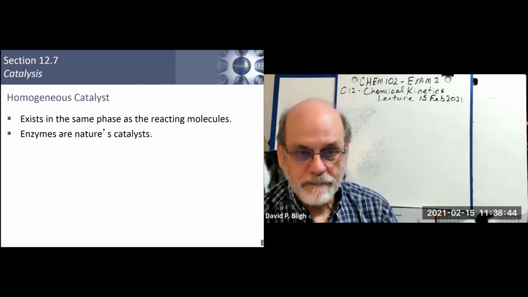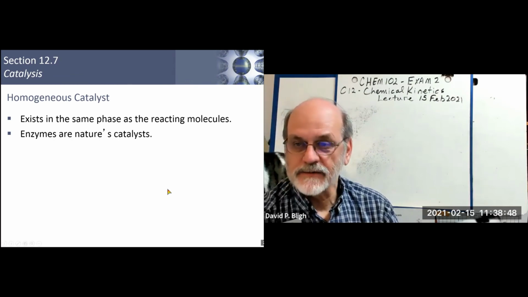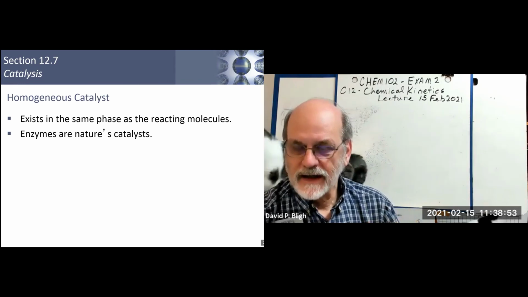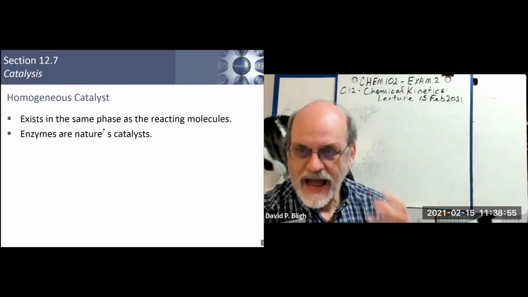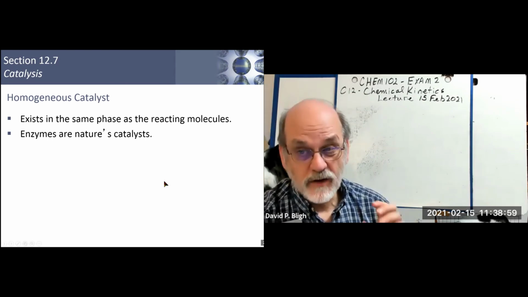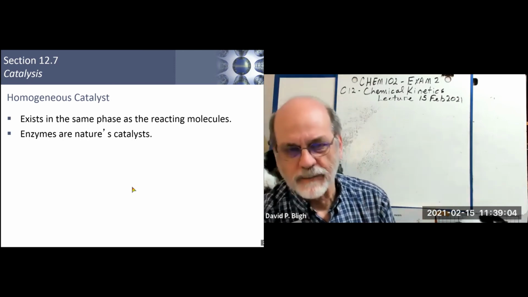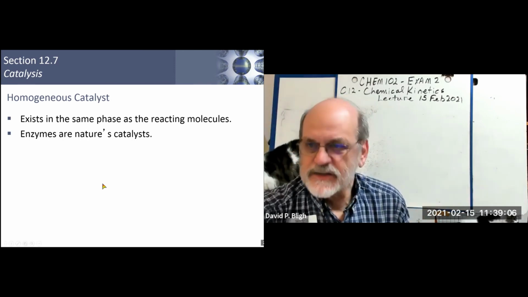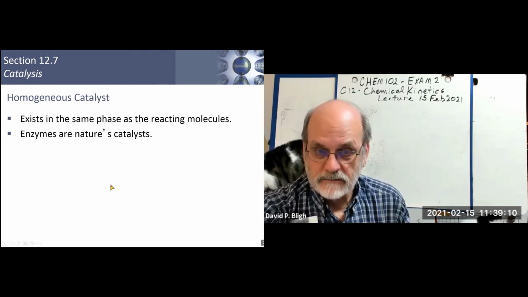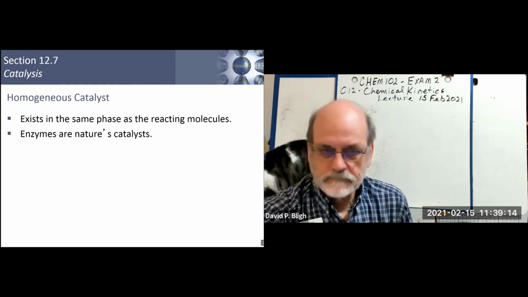Okay. Enzymes, for instance. Enzymes are a type of catalyst that allow reactions to occur in your cells. And actually, they're more than just catalysts. They're control mechanisms, but that's another topic. But in some respects, they behave as catalysts, and they occur in the aqueous phase, in the environment of the cell.